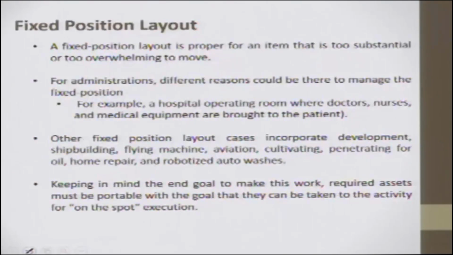So next is fixed position layout. Let me take a break here, and in the second part of this lecture I'll discuss fixed position layout. Then we'll discuss combination layout, which is the combination of process and product layout. Where is it beneficial? We'll see. And why do we need combination layout? Then is cellular layout. Cellular layout is very prominent, very widely used in industry these days. We'll see what group technology is, what a flexible manufacturing system is, with a certain introduction to these.